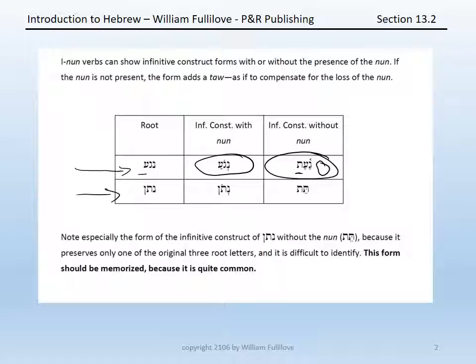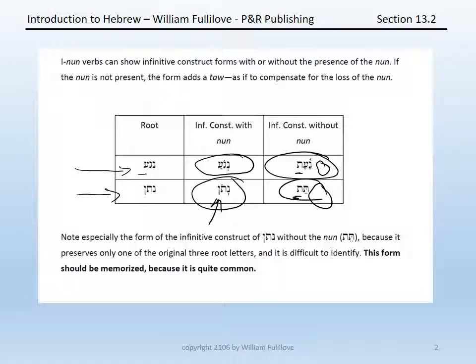Similarly, natan, our verbal root glossed as to give, could form its infinitive construct normally, naton, or it could have the addition of a tav at the end to compensate for the initial lost noon. As an additional complication in the case of natan, the third root letter, which is nun, assimilates into the new tav, which has been added.